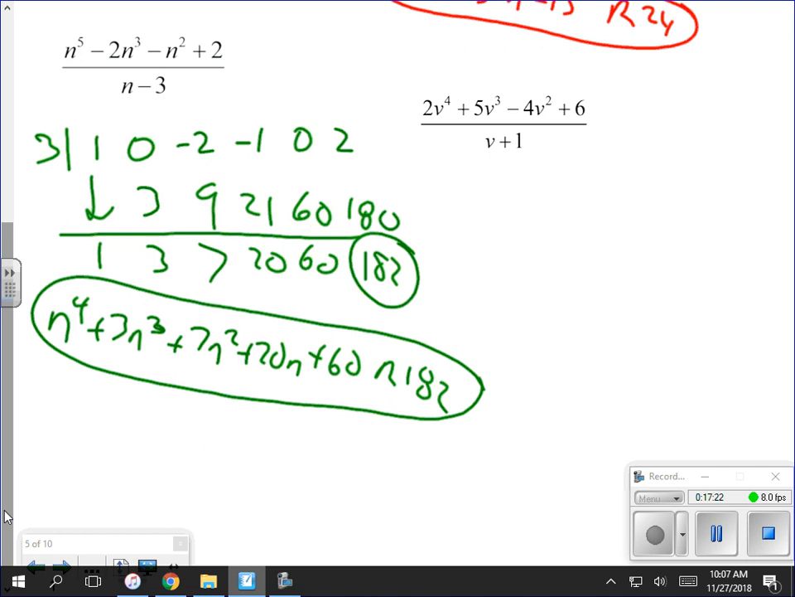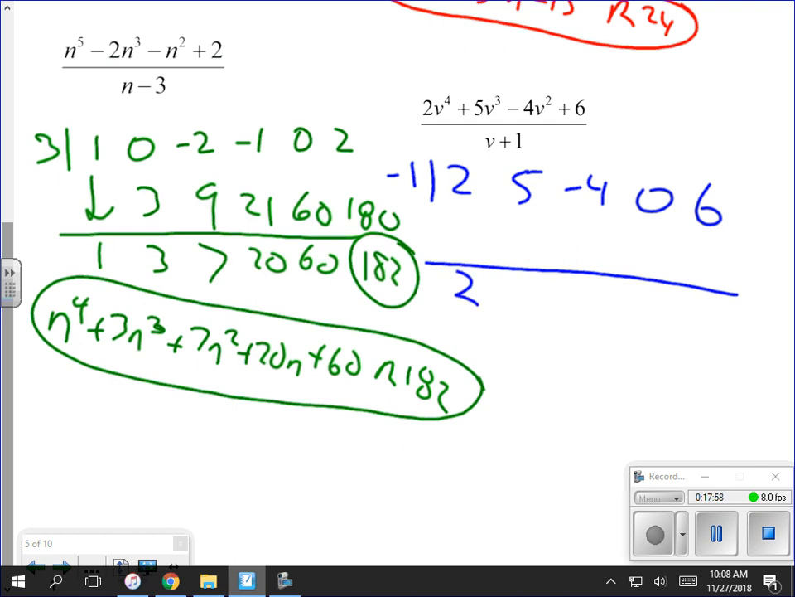Okay, so I set up the next problem. I'm dividing by -1. And I have 2, 5, -4, 0, and 6, because I don't have any v's. I go from v squared to 6. I need to have a v in there, so I have to put in my 0 for the v. I know I'm a little tight on space. That's all right. We can handle it. We're big boys and girls. Bring down the first number.